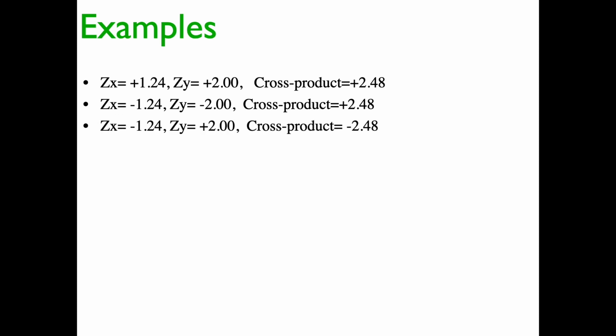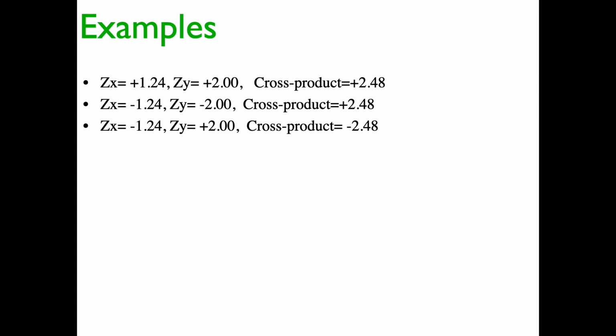If you're high on one and low on the other, so here you're below the mean, so you have a minus 1.24 for your x variable, but you're way above the mean on the y variable, you would give us a positive z-score of 2.0. Multiply those together, and the cross product is negative.